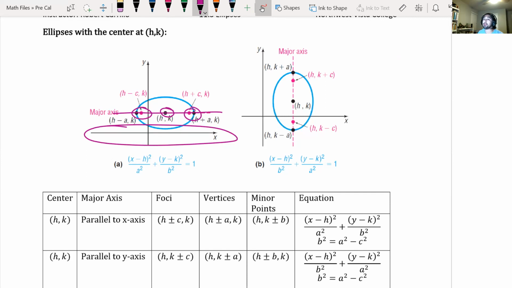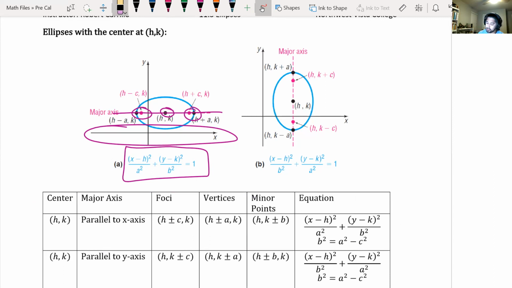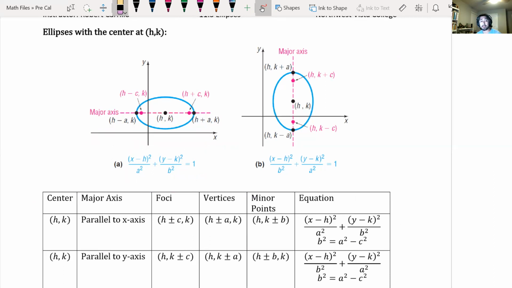And if you are parallel to the x-axis, then this is the formula you are going to use. (x minus h) squared over a squared plus (y minus k) squared over b squared equal to 1. And I have that all listed down here for us to follow when we start attempting the next problems. Okay. And once again, there's nothing different from these than the last examples. If you know a, if you know b, if you know c, you can find everything you need to.